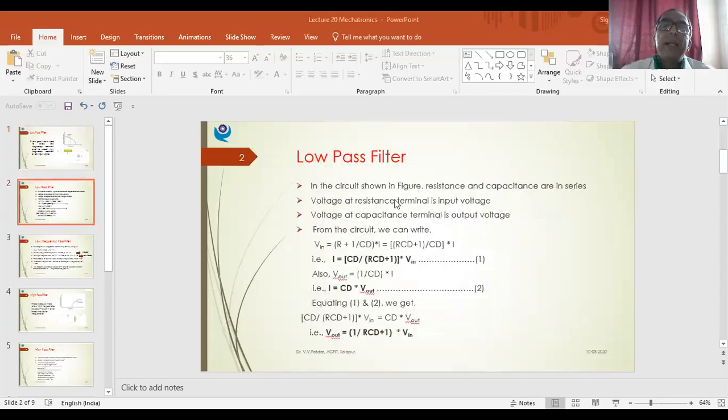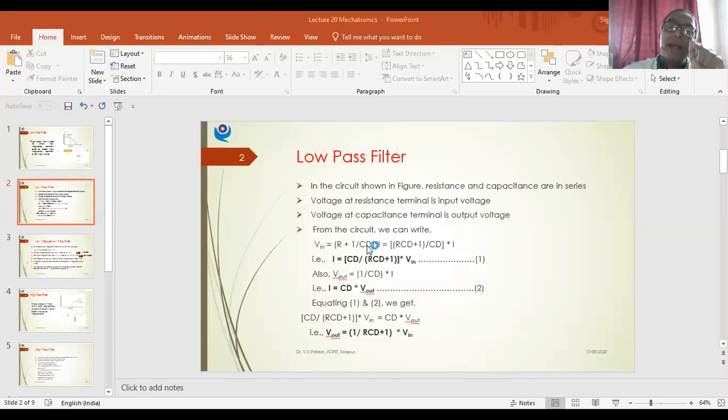In the circuit shown in the figure, resistance and capacitance are in series. Voltage at the resistance terminal is the input voltage, and voltage at the capacitance terminal is the output voltage, that is V out. This is V in. From the circuit, see the left hand side now. V in is equal to R I plus 1 by CD into I. That's what I said. So we have taken I common, so R plus 1 by CD.